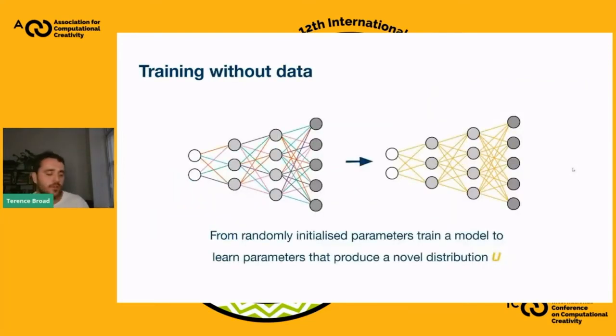The next category in our taxonomy is training without data. Here we're starting with a model with randomized parameters, and then we're training it in such a way that we're learning a new set of parameters that produces a completely novel distribution. If we're not using any data as a reference point, then we're almost certainly guaranteed to produce something that's novel.